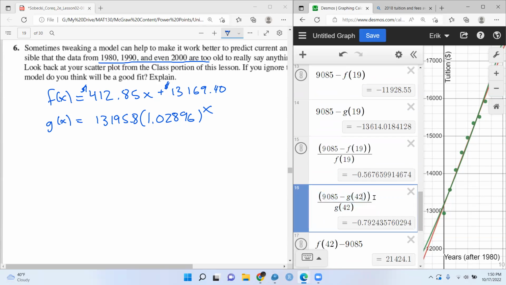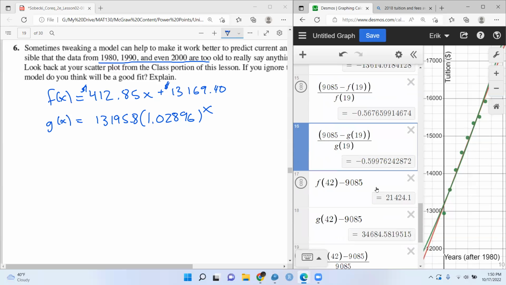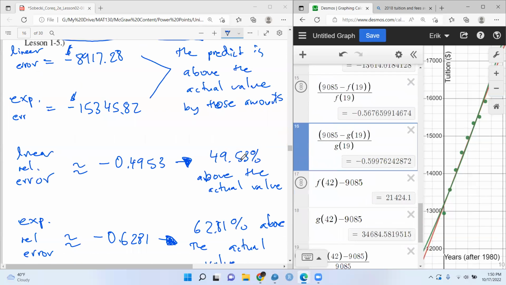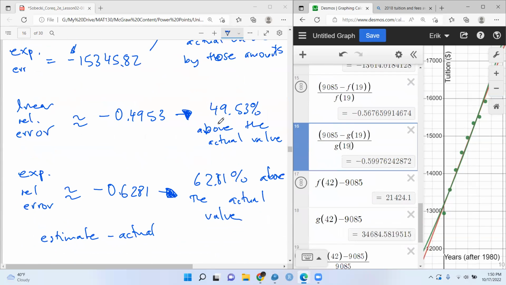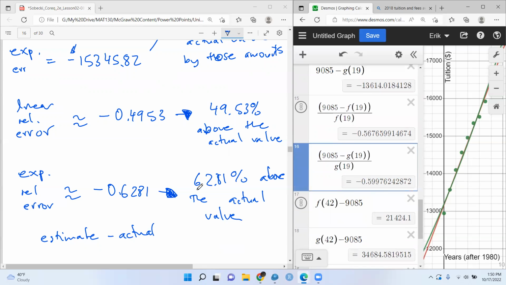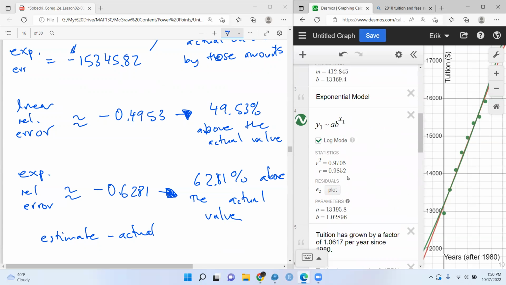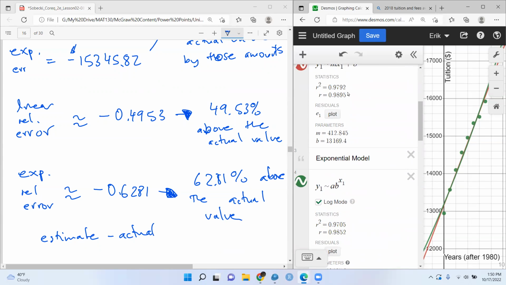It's still not a whole lot better, is it? In fact, is it better? Let's see. It's a little better, right? Let's go back to where we looked at those percentages. Nope, it's worse. The linear model is a little bit worse. And actually the exponential model in terms of the amount of error is a little bit better, because it's 59.97 versus the 62.81. But looking at the R values, the linear model is still the better model between the two.